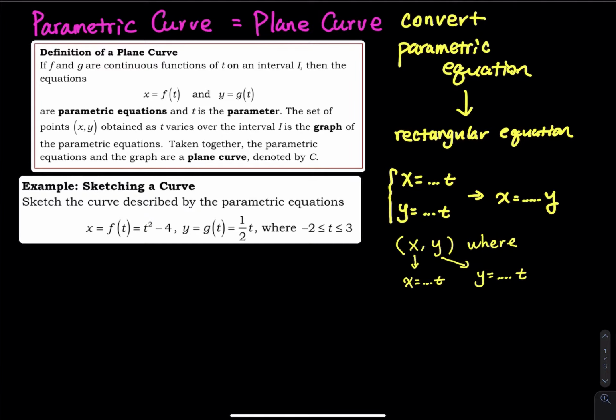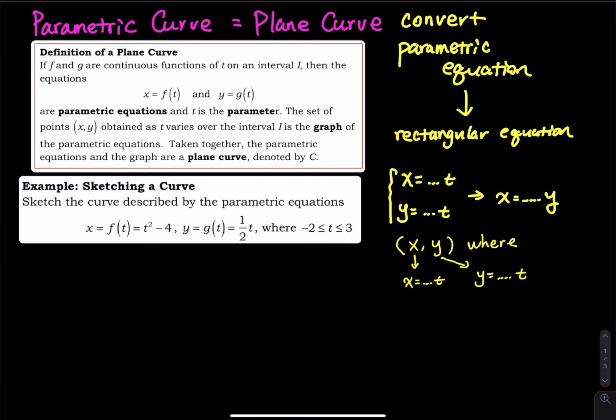So how do you convert parametric to rectangular? Parametric is a set of equations. We use one parameter t to link a few equations, that is x equals some function of t, y equals some function of t. After you make the conversion, we will have x equals some function of y. First of all, let's take a look at the formal definition. If f and g are continuous functions of t on an interval I, then the equations x equals f of t, y equals g of t are called parametric equations, and t is the parameter. The set of points x, y obtained as t varies over the interval I. So as the time changes, the location changes.